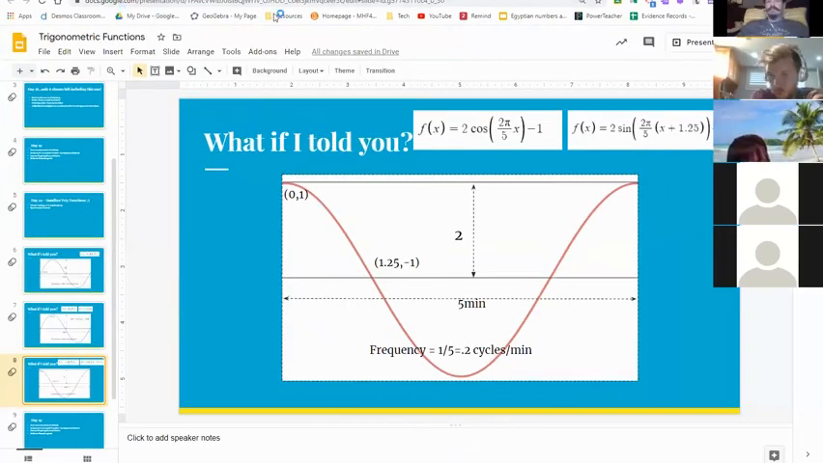So now we're going to go and do a Desmos. But before we do the Desmos, let me walk you through it for a moment.